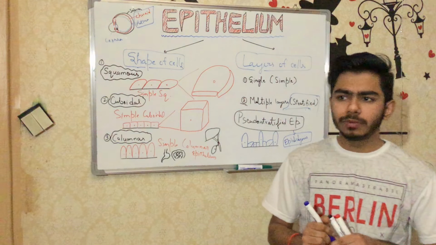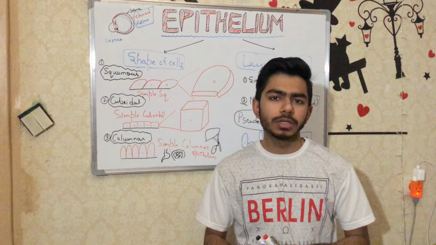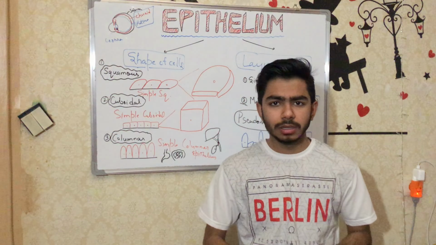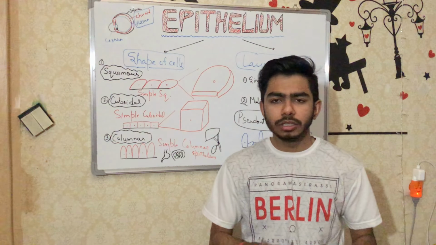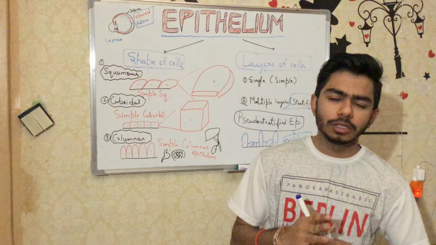Also, we were talking about the stratified squamous, right? So stratified squamous could be present in the mouth, oropharynx, esophagus, or laryngopharynx. These are some locations where the stratified squamous is found.